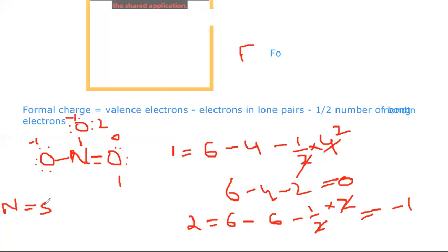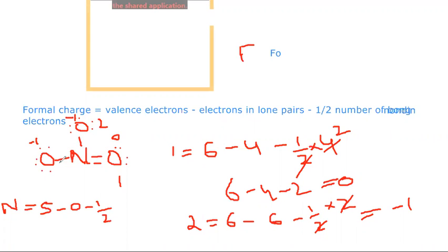There are the 5 valence electrons, because nitrogen belongs to the fifth group, minus how many lone pairs of electrons? There is no lone pair of electrons over there, because all electrons are in the bonding form. So there are no lone pairs of electrons in the case of the nitrogen. Minus, then it is the formula, minus half the number of bonding electrons.